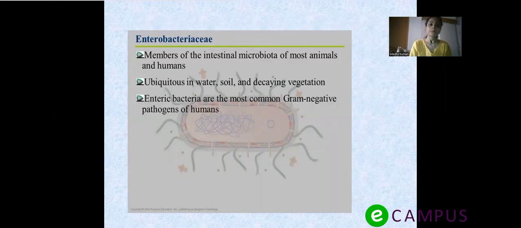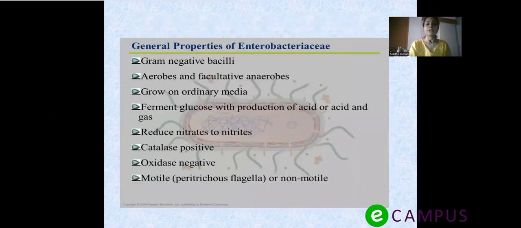Clear? So general properties of Enterobacteriaceae: they are gram-negative bacilli with a rod-shaped structure. They are aerobes and facultative anaerobes, grow on ordinary media, and ferment glucose with production of acid or acid and gas. They reduce nitrates to nitrites. They are catalase positive, oxidase negative, motile or non-motile, and may or may not have flagella.